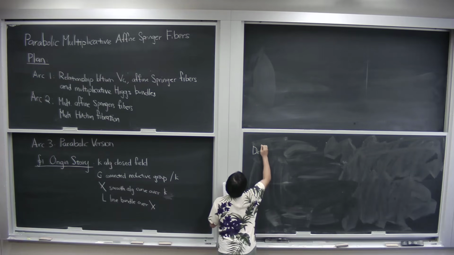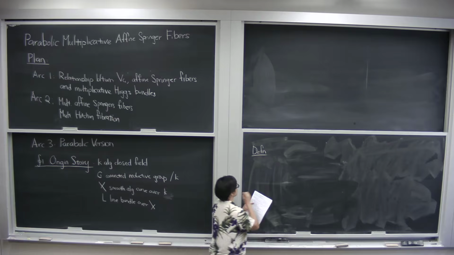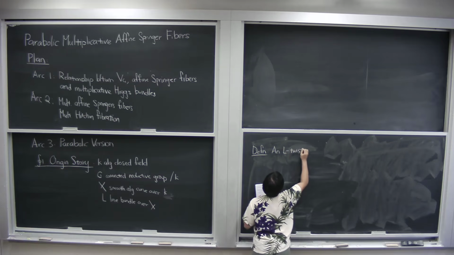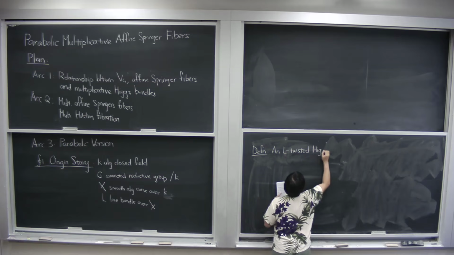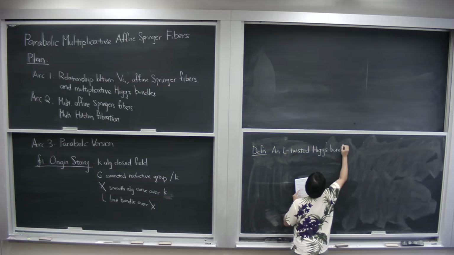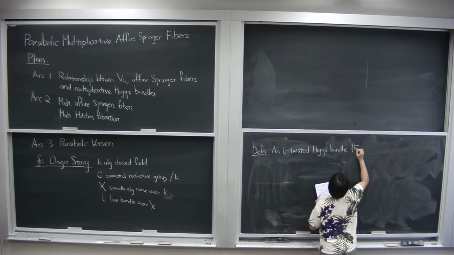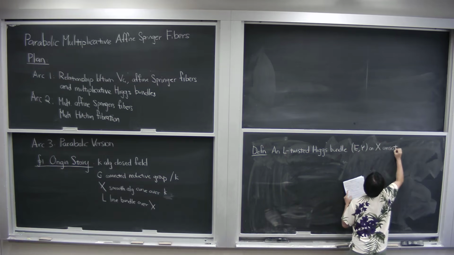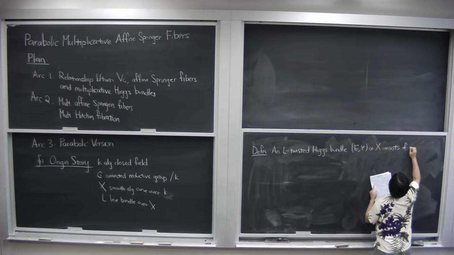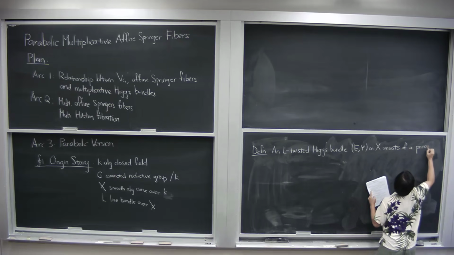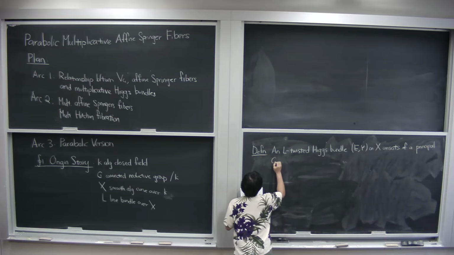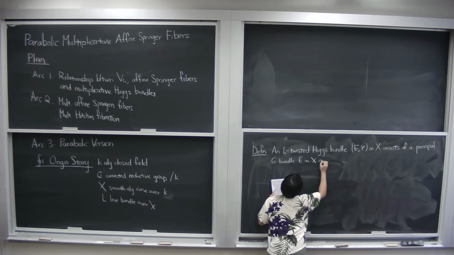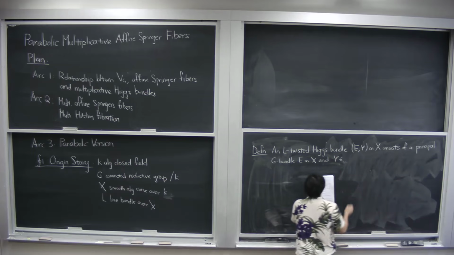Then, for some of us that are new to the world of Higgs bundles, an L-twisted Higgs bundle, let's say (E, phi) on X, consists of a principal G-bundle E on X, and a Higgs field, which is a section phi of the adjoint bundle.